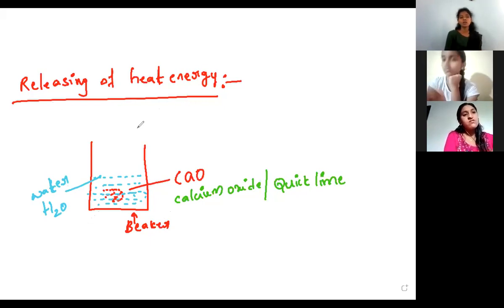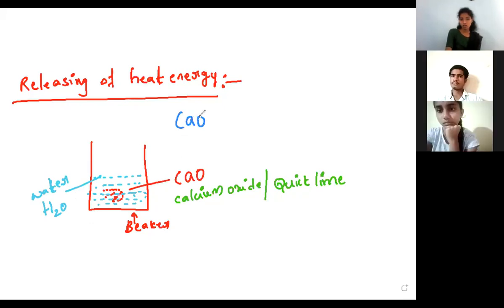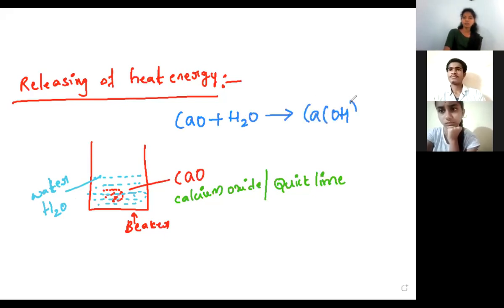We are taking here the topic name, releasing of heat energy. From this, will heat energy be released or not? Can anyone guess? Yes, teacher. Right. So what is the reaction between this calcium oxide and water? When calcium oxide dissolves in water, it will form calcium hydroxide. This is calcium hydroxide. We can also call it slaked lime.